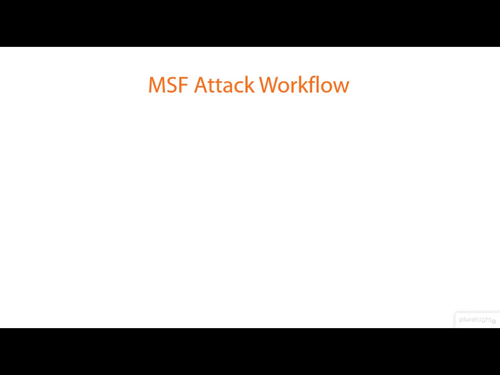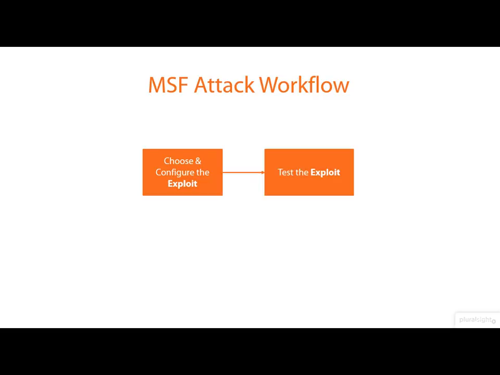The steps for exploiting a target system using MSF start first with choosing and configuring an exploit. Next, we need to check the target system to determine if it is susceptible to attack by the exploit. This step is optional and is usually omitted to minimize the detection.